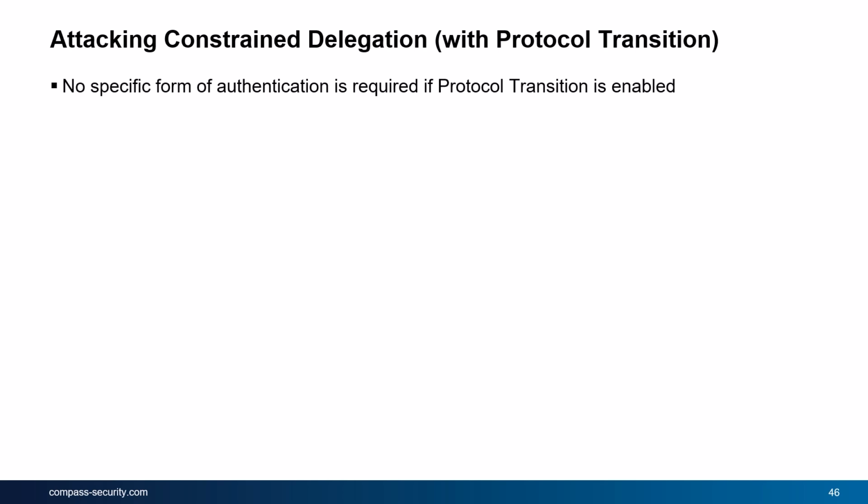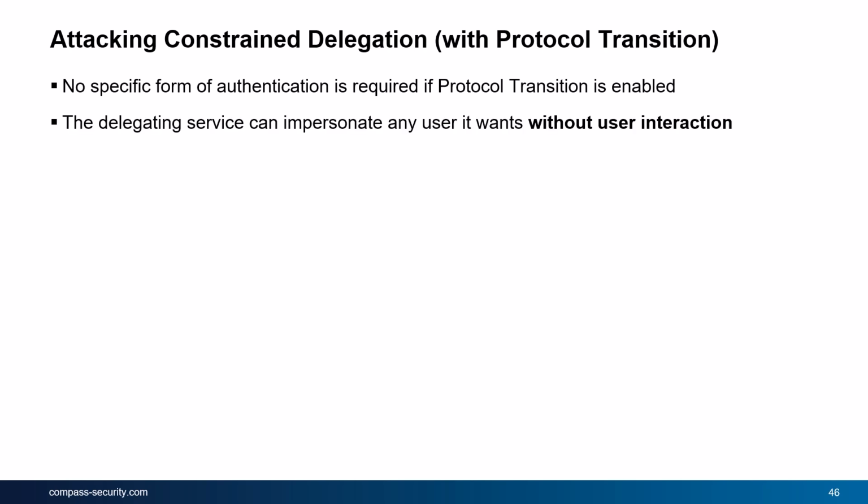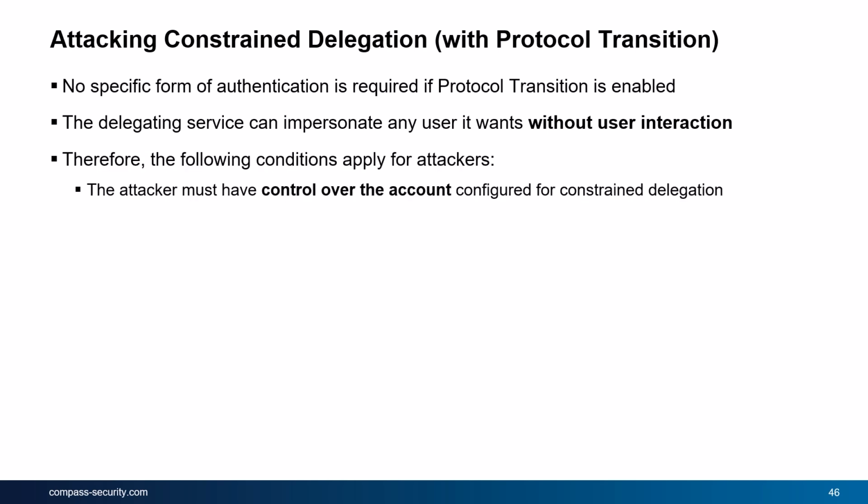Now to switch to the attacker's perspective, how and under what conditions can you attack constrained delegation with protocol transition? We've already learned that if protocol transition is enabled, we don't need any specific form of authentication from the user towards the delegation service. So the delegation service can simply impersonate the user without any user interaction being required. So the conditions that we need to be fulfilled as an attacker is essentially that we need to have control over the account that is configured for constrained delegation.